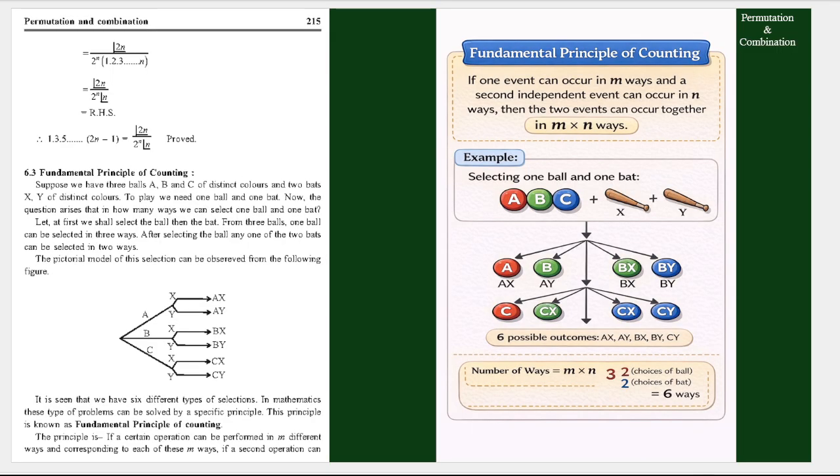See, this is our ball, this is our bat, this is our combination. So the number of ways will be m into n. So 3 into 2 is how much? 6. 3 choices of ball and 2 choices of bat. So this is your fundamental principle of counting.